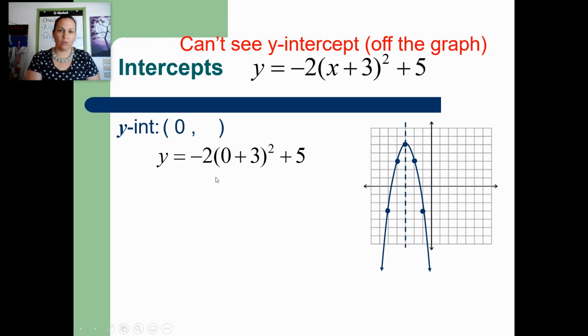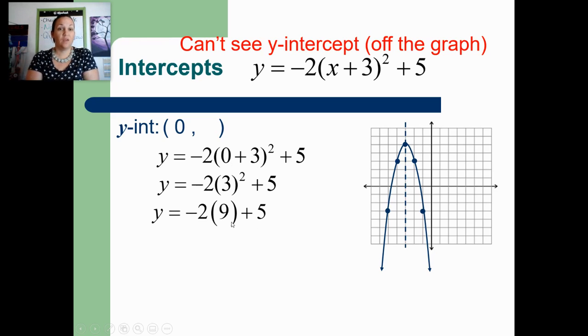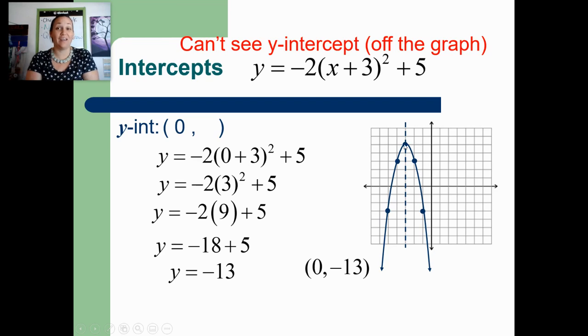So just make sure that you're doing the order of operations, which says I need to add the 0 and the 3 first. Then I need to square the 3. Then I'll multiply the -2 and the 9. And then finally, I'll add those numbers together. And so my y-intercept is at 0, -13. And again, we would have gotten there if we had gone over 3 and down 18, we would have gotten to the -13. It was just a little bit too far off the graph for me to see it when I was creating the parabola, but it does exist.